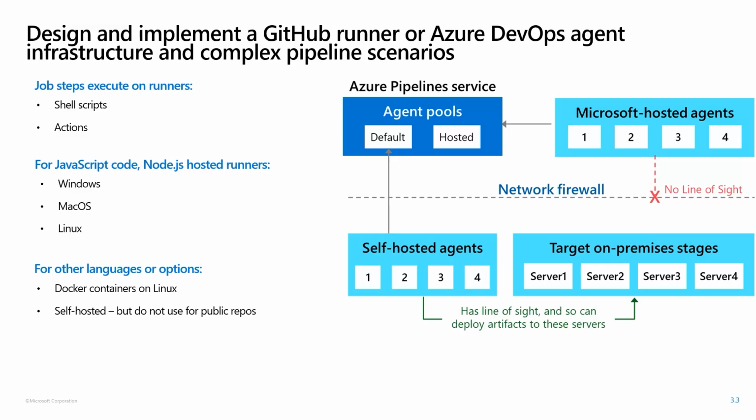Make sure you understand the different types of agents and runners. There's Microsoft-hosted or GitHub-hosted respectively, and self-hosted. Review what you get with each and when you should prefer one over the other. In that, also recall the network connectivity limitations when using an agent or runner behind your network firewall. How to solve a no line of sight scenario. What needs to be in place to make this work for you?